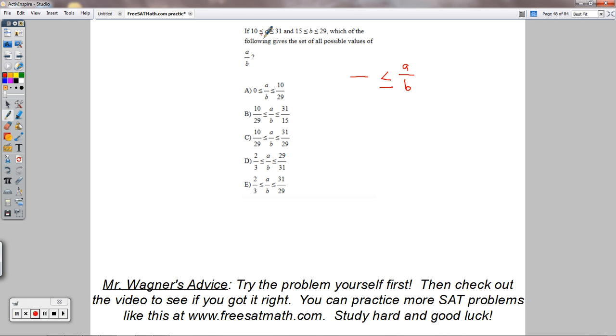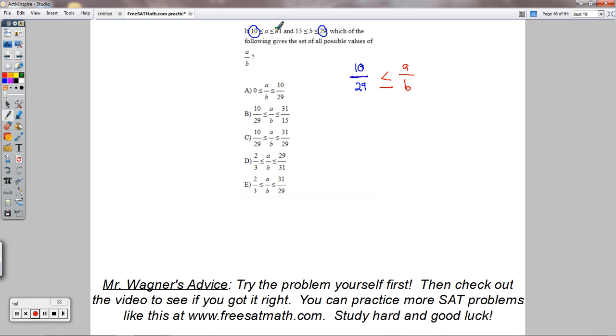And so, looking at my choices here, if A was 10, that's the smallest possible value for A based on what I have up here, and B was 29, that's the largest possible value. 10 over 29 then would be the smallest fraction you could make with these as your possibilities for A and B.